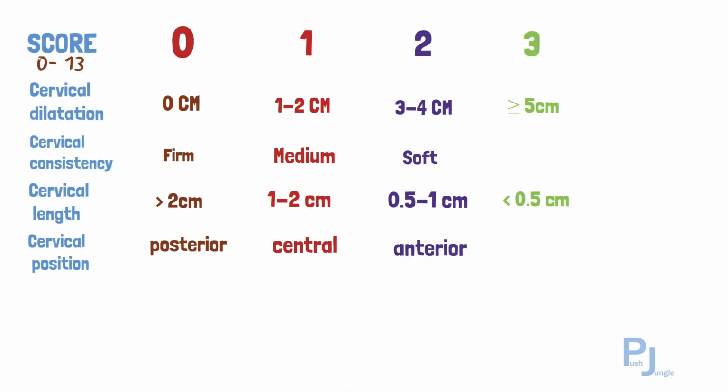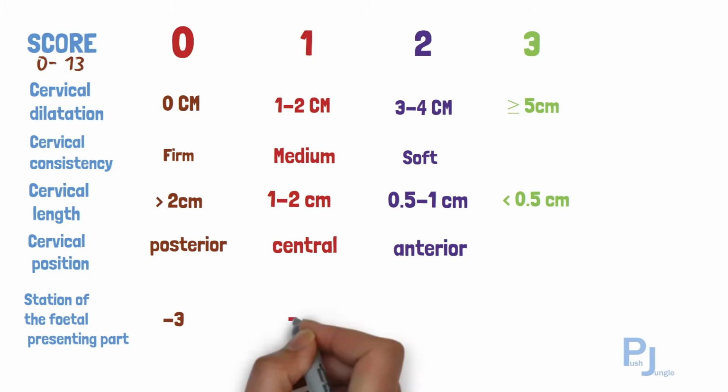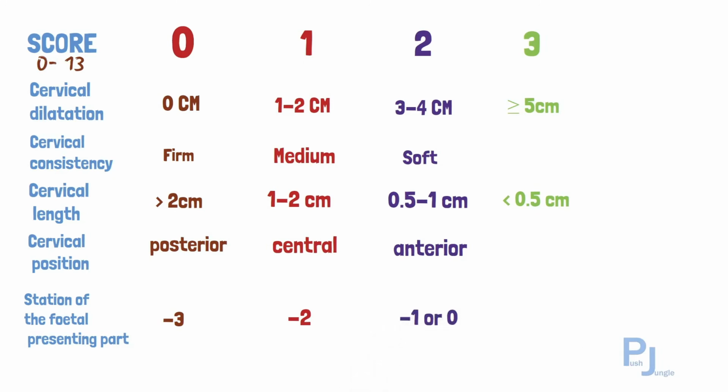Then the last parameter is the station of the fetal presenting part. So station means the relationship between the fetal presenting part and the maternal ischial spine. So if it is above the maternal ischial spine, it is negative. While if it is below the maternal ischial spine, it is positive. If the station of the fetal presenting part is minus 3, that is 3 centimeters above the maternal ischial spine, it is given a score of 0. While if it is minus 2 or 2 centimeters above the maternal ischial spine, it is given a score of 1. A station value of minus 1 or 0 is given a score of 2.